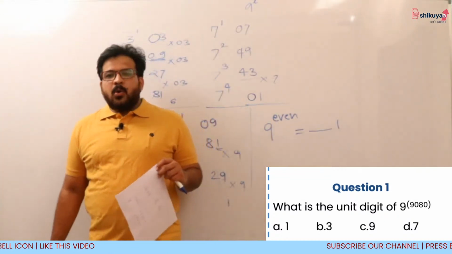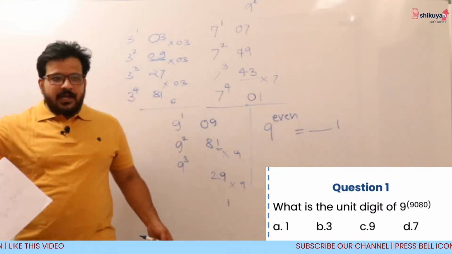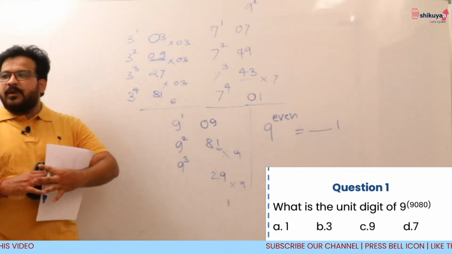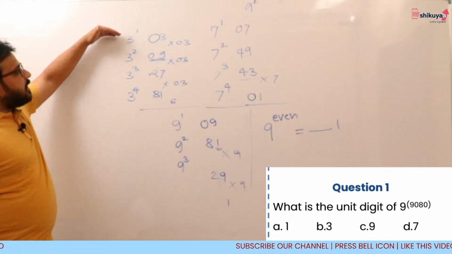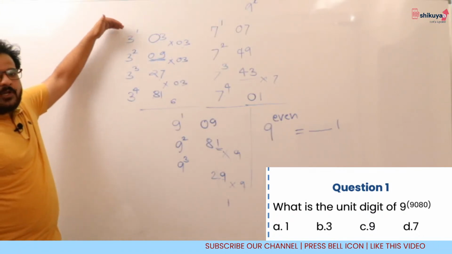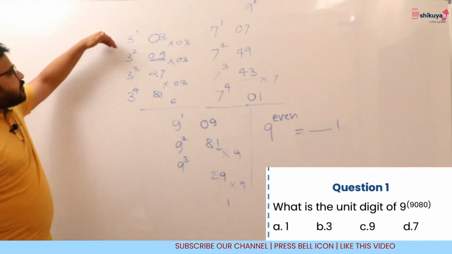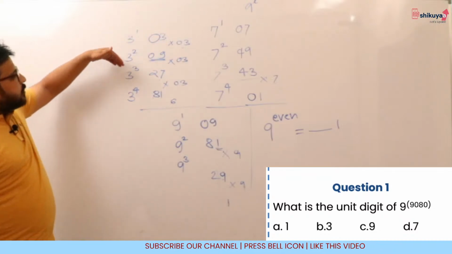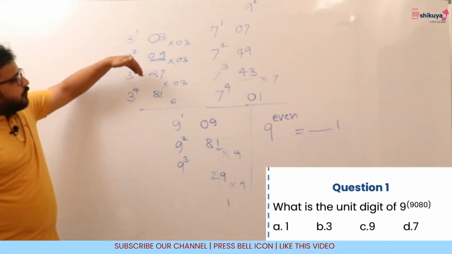Priyanka Rathod. Priyanka, you just try to understand. It's very simple. You just calculate all the powers of 3. 3 raised to 1 is 3. 3 raised to 2 is 09. 3 raised to 3 is 27. 3 raised to 4 is 81.